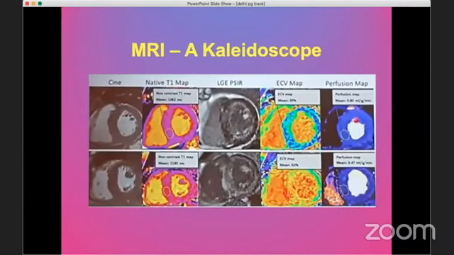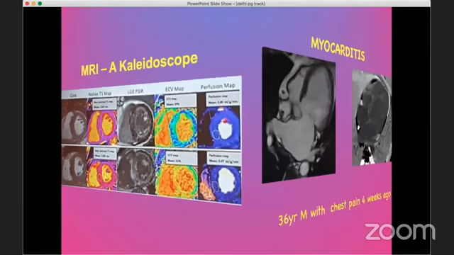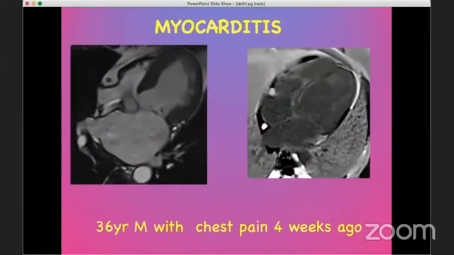Now, this is the data set that you can actually get on the MR. So you get a cine, you do the native T1 mapping, you give gadolinium, you look at the gadolinium enhancement as we've been seeing, then you recreate the ECV map based on the T1 pre and post, and then you have the first pass of gadolinium and you can look at the perfusion map. So cine, T1, delayed hyperenhancement, ECV and perfusion are all good parameters that we can get on the MR and very useful in these diseases.